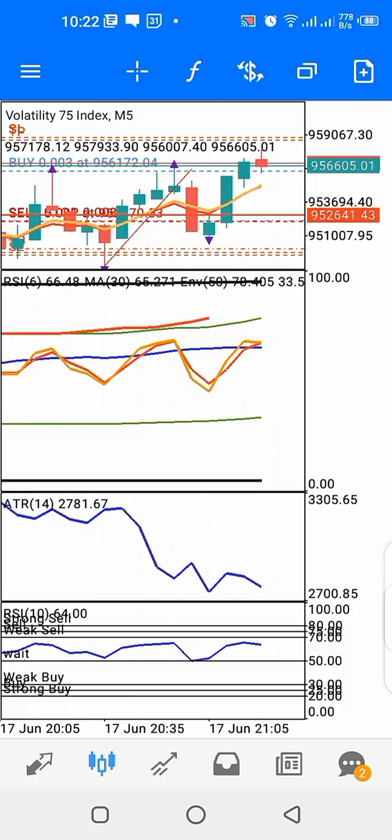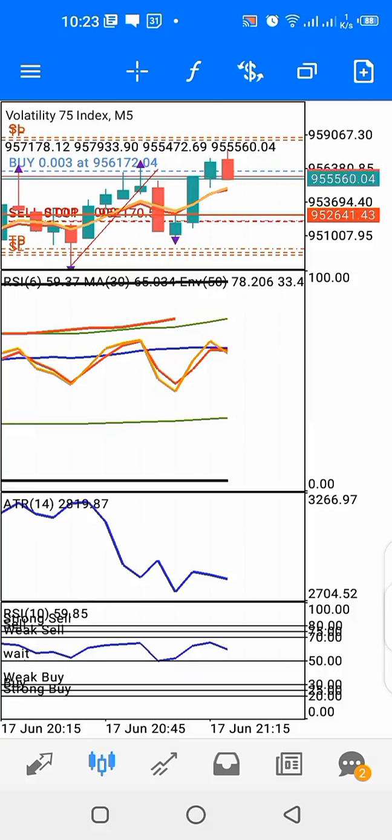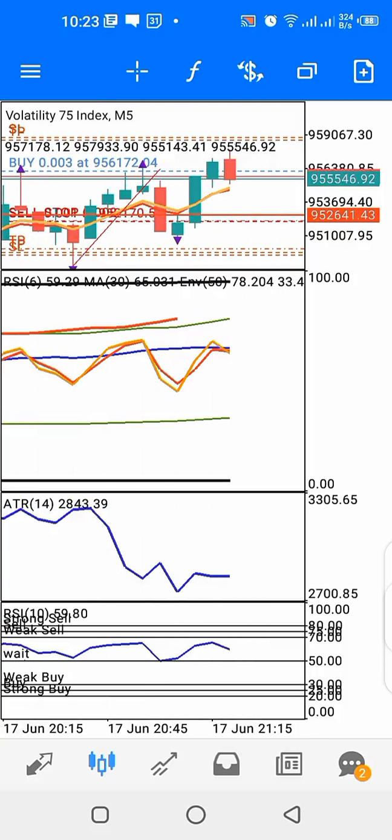Which is: you enter your sell trade, then you place a buy stop 4,000 points above your sell trade, or you enter your buy trade, then you place a sell stop 4,000 points below your buy trade, and then the take profit for both buy and sell trades will be 2,500 points. In case price goes the other way, you'll be able to break even or go with small profit.